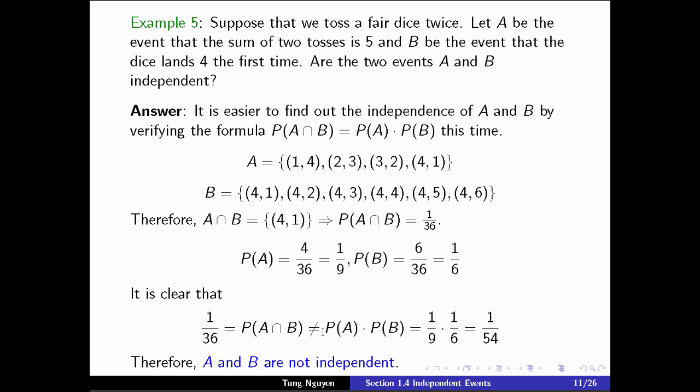Then we can put them into this equation and see if they are the same. On the left hand side we have 1 over 36. On the right hand side we have 1/9, which is the probability of A, and the probability of B, which is 1/6. So we have 1 over 54. These two numbers are different. That means A and B are not independent.